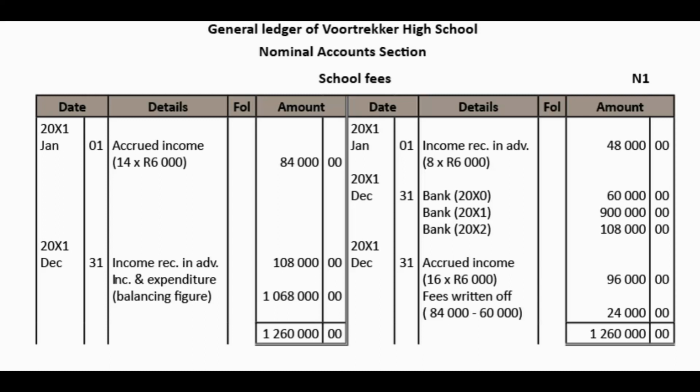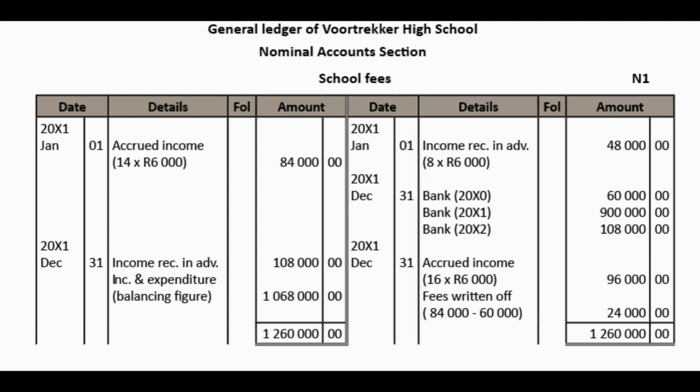So then you get on the credit side the amounts that you received during the year for school fees. Okay, and then they say, what is the situation at the end of the year when you've got to do the adjustments for accrued income and received in advance? At the end of the year, 16 pupils have not yet paid for your school fees for 21. So that is 16 times 6,000 gives you 96,000. Accrued income is debited and school fees is credited with 96,000. That is for the 16 pupils.